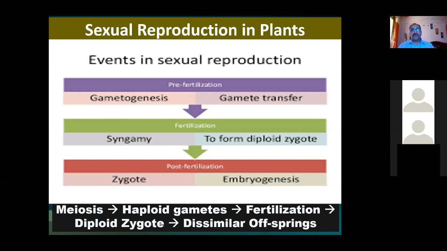Okay. Now you see the events in sexual reproduction. Basically, how many steps are there? How many events are there? Please write the number in the chat box fast.